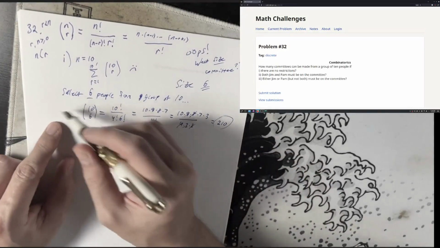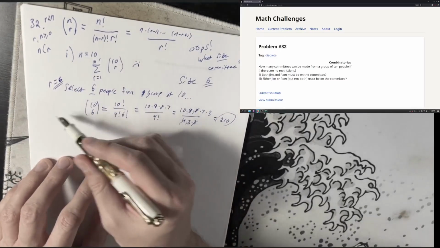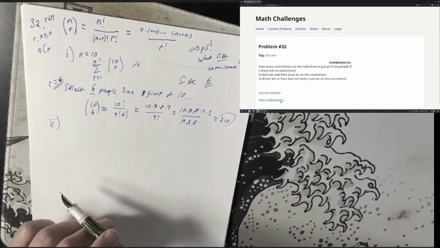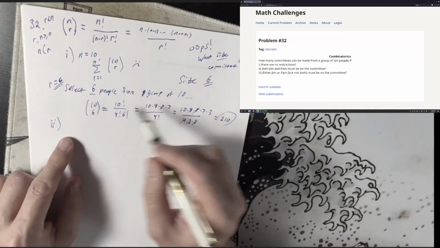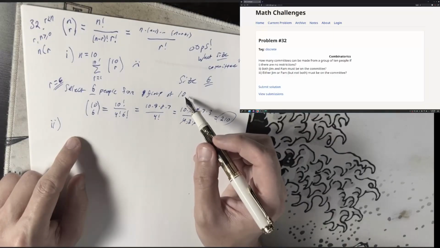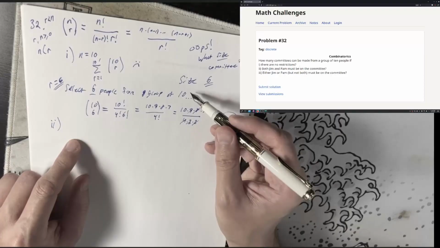If we do r equals 6, I'm going to keep going with r equals 6. Second part says, what if both Jim and Pam are on the committee? So we have 2 people in the group called Jim and Pam, and we want both of them to be on the committee. Well, then you don't really have to do that task anymore.